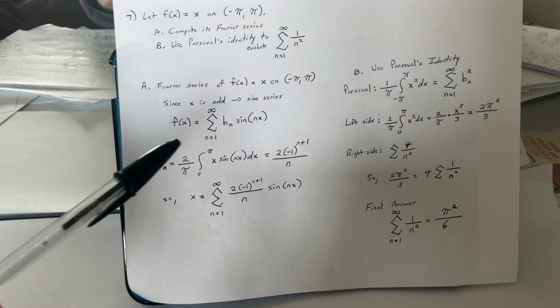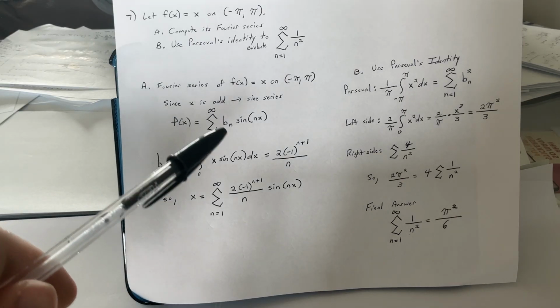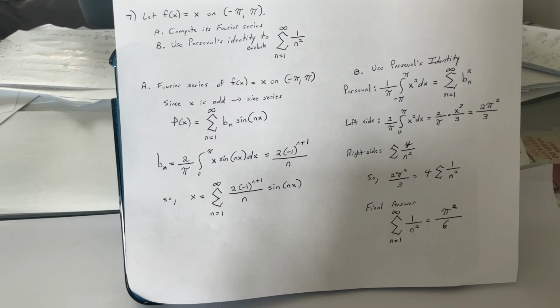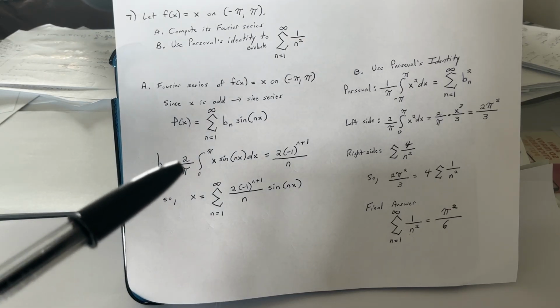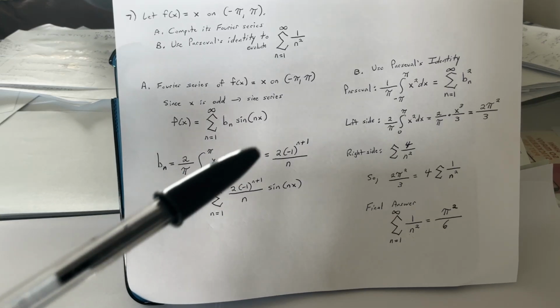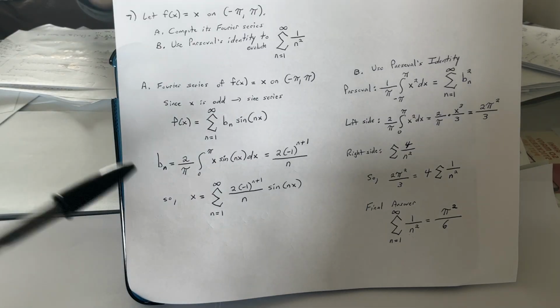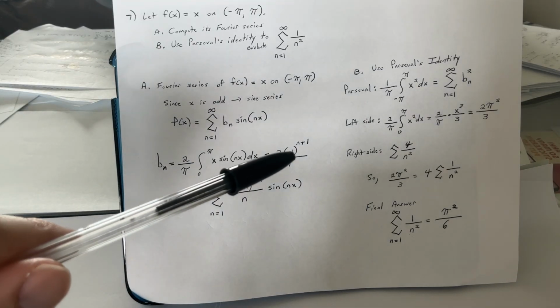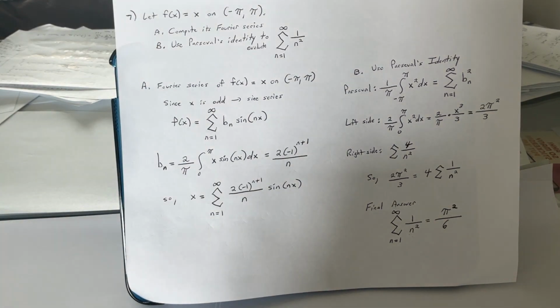So f of x is the sum from n equals 1 to infinity of b sub n sine of nx. B sub n equals 2 over pi, integral from 0 to pi, of x sine of nx dx. So this looks kind of familiar. And that's going to come out to, when we do the work, 2 times negative 1 to the n plus 1 over n. Or you might have remembered that. Okay?